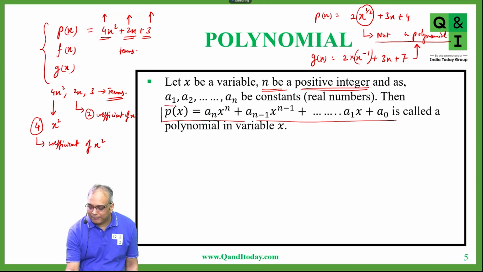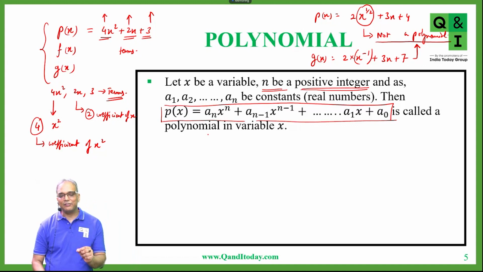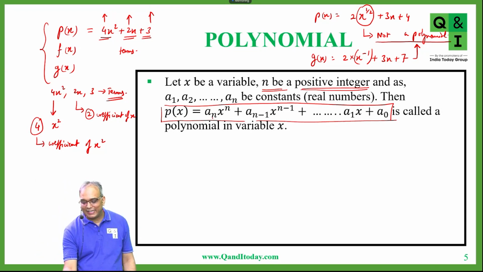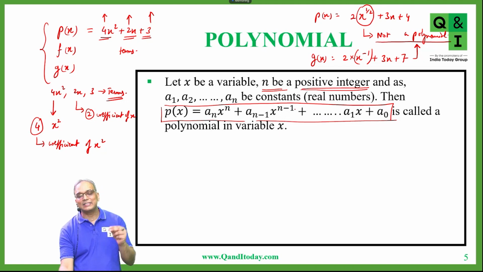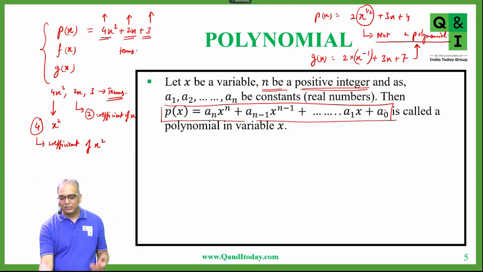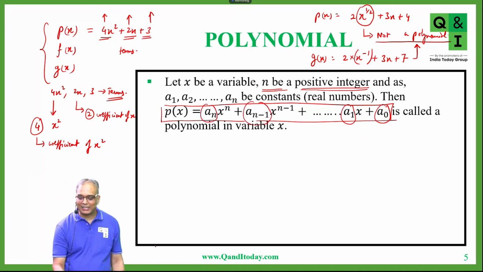So a polynomial p(x) is represented as an x raised to the power n, where x is the variable and an is a constant. For example, in these examples, you can see 4x square. So 4 is the coefficient of x square. So an x raised to the power n, an is a constant. An minus 1 x raised to the power n minus 1. Here again an minus 1 is a constant. And similarly, it goes up to a1 x raised to the power 1 plus a0 x raised to the power 0. X raised to the power 0 is 1. So this a0 is a constant term, a1 is a constant term. All these coefficients are constant terms.